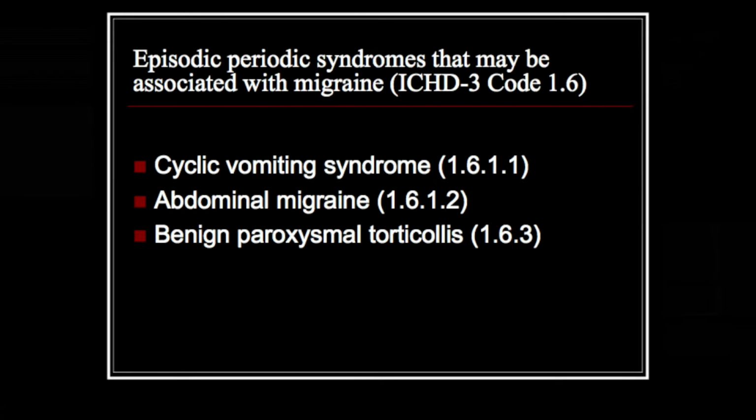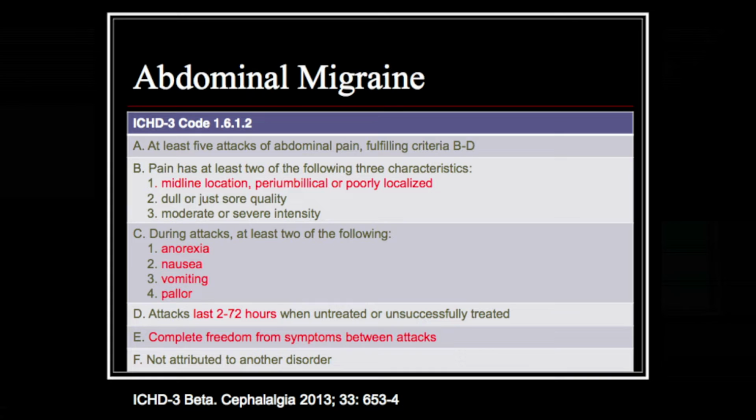There also are periodic syndromes that may be associated with migraine. Many of these occur in children. There's something called cyclic vomiting syndrome, abdominal migraine, and benign paroxysmal torticollis. What I've done is I've included the diagnostic criteria for probably one of the most common ones, namely abdominal migraine.